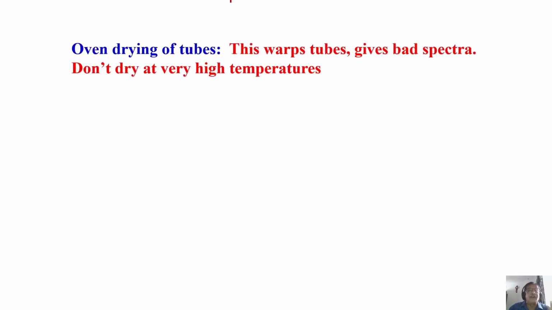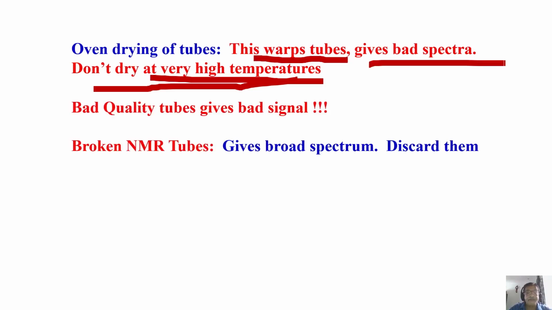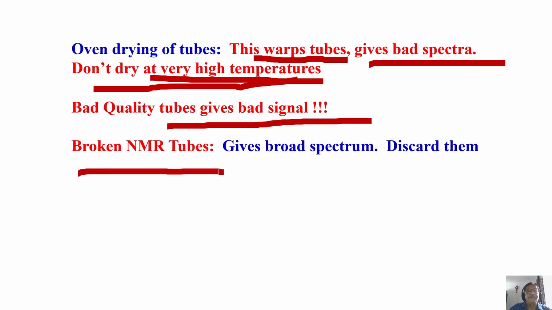And after doing the sample, when you clean the tube, don't do this at a very high temperature. Don't use a microwave oven or oven and then dry the tube at very high temperature. Sometimes this will warp the tubes. When the tubes are warped, it gives bad spectra. So bad quality NMR tubes give bad quality signal. So you don't use broken NMR tubes.